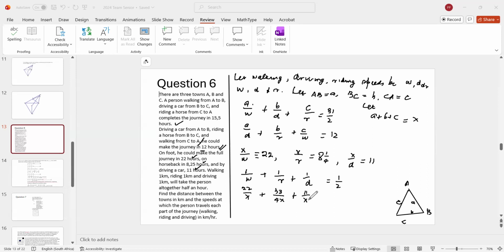Now you see, you only got one unknown here. Somehow we cheated our way through here. So you get 1 over X, take it out as a common factor, 22 plus 8 1/4 plus 11 is equal to a half.